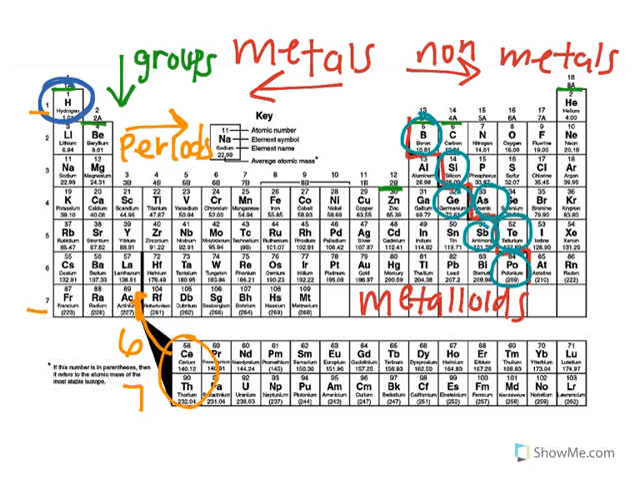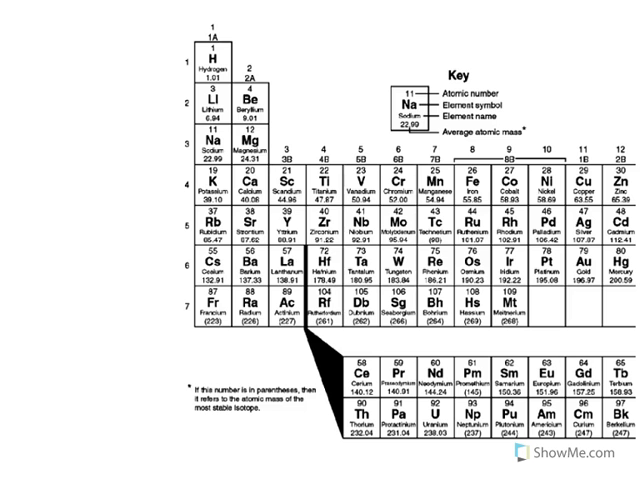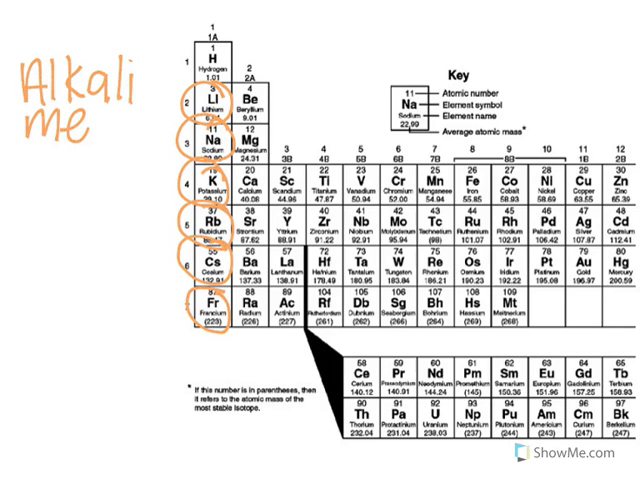Now let's explore some of the families in detail. Okay, so in group 1, we have lithium, sodium, potassium, rubidium, cesium, and francium. These are called our alkali metals. Alkali metals are the most reactive metals of the periodic table. They are silvery and they're really soft. They can be cut straight through with a knife.